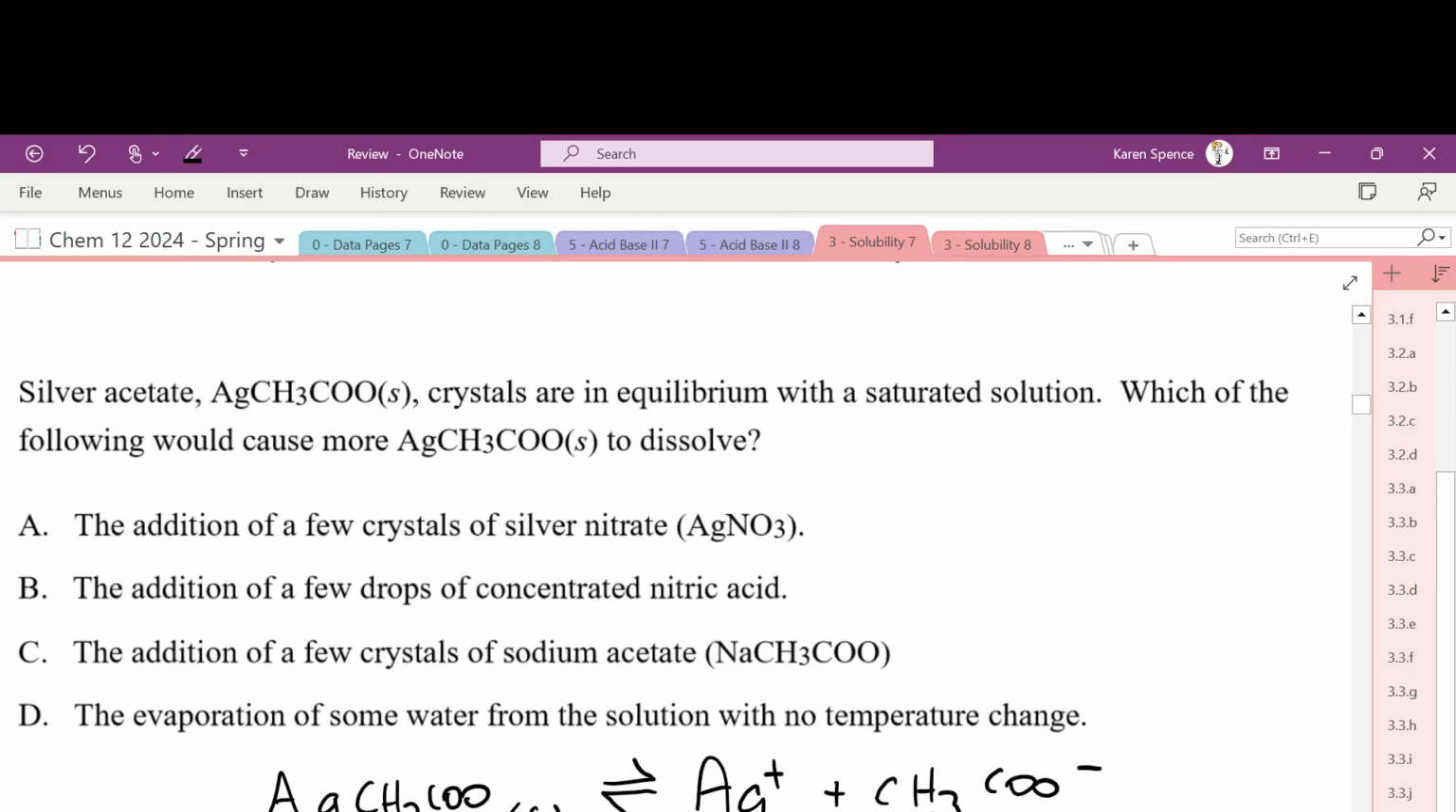What we've got to start with is silver nitrate, so we would be increasing silver, which would cause it to shift to the left. So that would not cause more to dissolve. So A is wrong. Nitric acid, we have H plus and we have NO3 minus. Do either of those react with anything in our products?